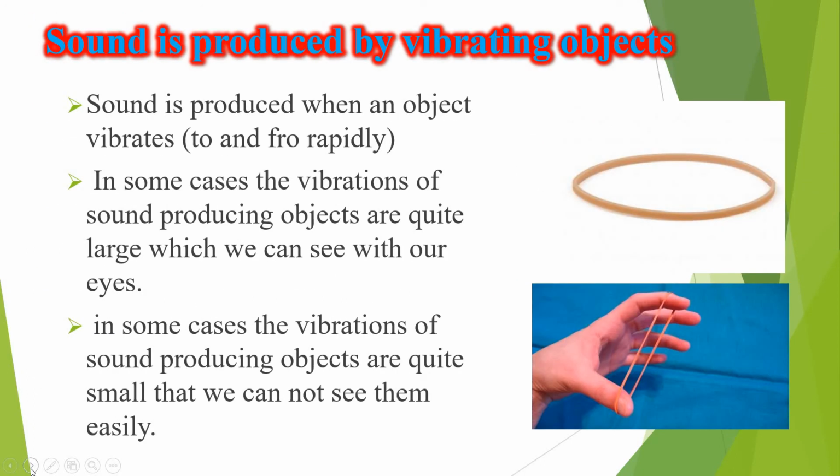Next, sound is produced by vibrating objects. Sound is produced when an object vibrates. In some cases, the vibration of sound producing objects is quite large, which we can see with our eyes. In some cases, the vibration is quite small, so we cannot see it easily.